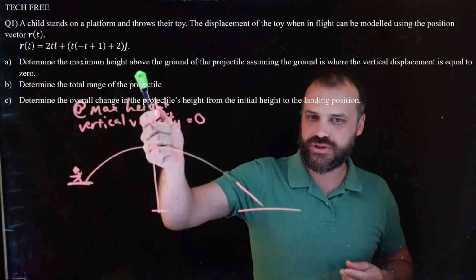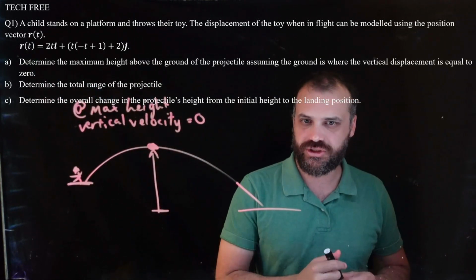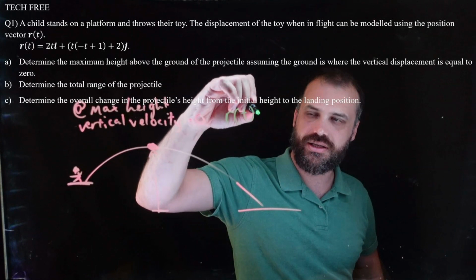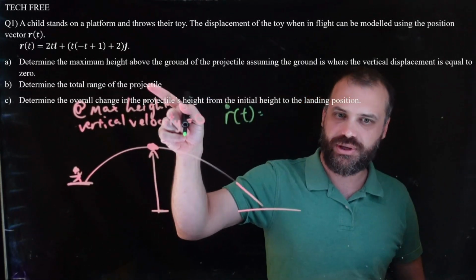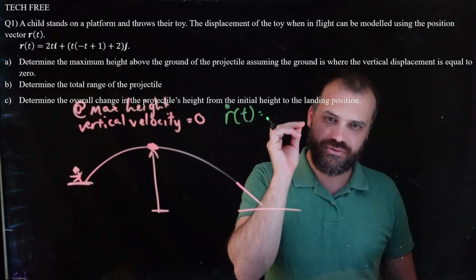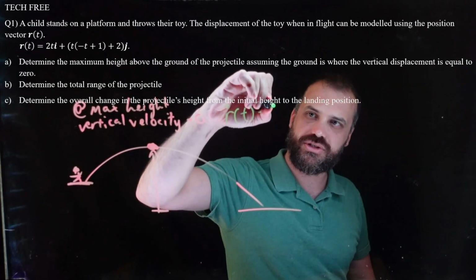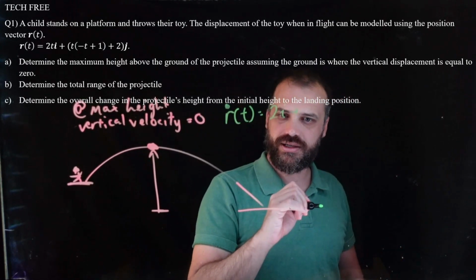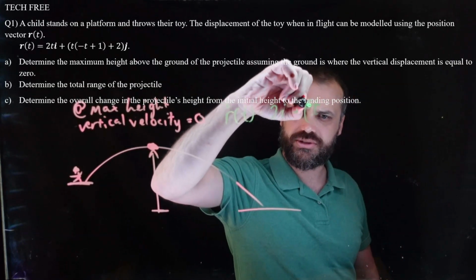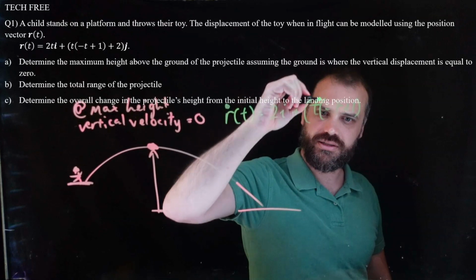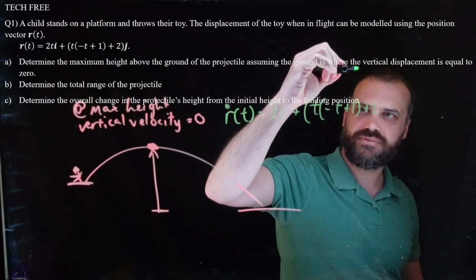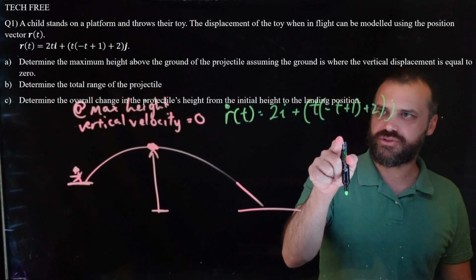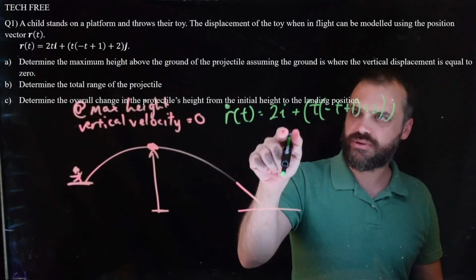Now, I haven't been given a velocity function, I've been given a displacement function. But that's fine, because I can find the velocity function by deriving the displacement function, which looks like it's going to be easy. The derivative of 2t i is just 2 i. And the derivative of this next part, t times negative t plus 1, and then plus 2, and that's j. Now, that's the vertical velocity, that's the thing we want. So I need to derive that. I haven't derived it yet, so this is a bit annoying.